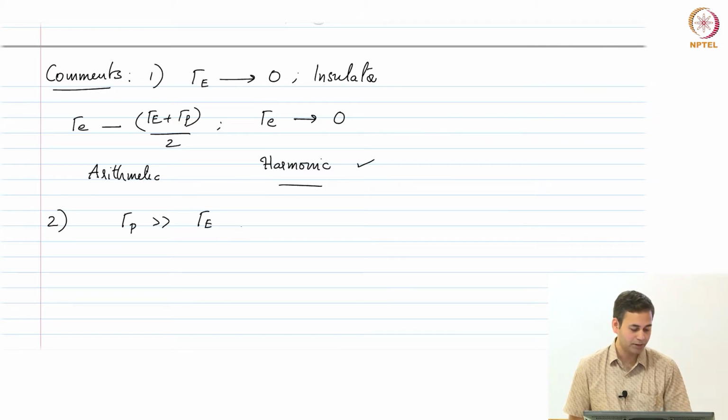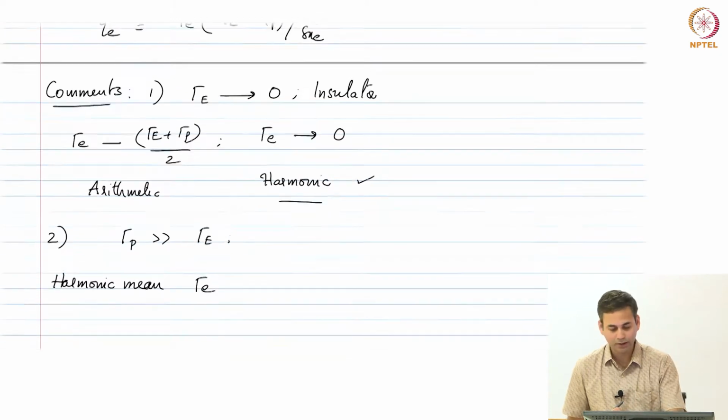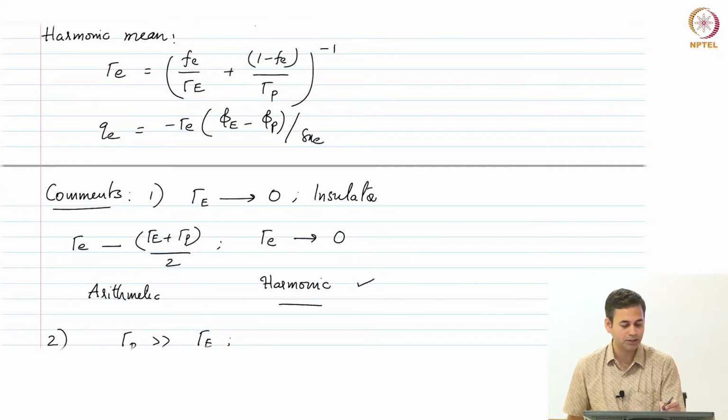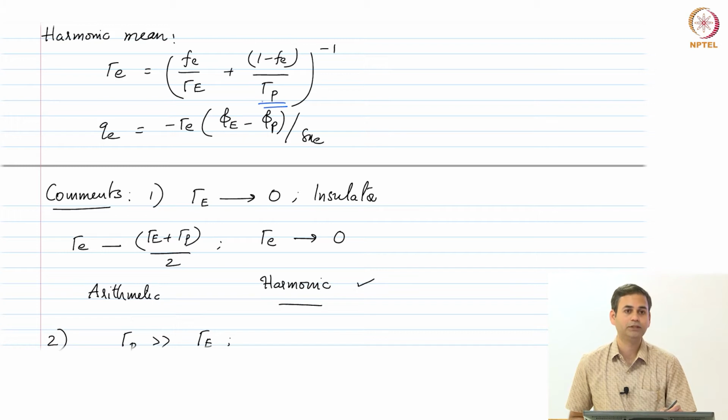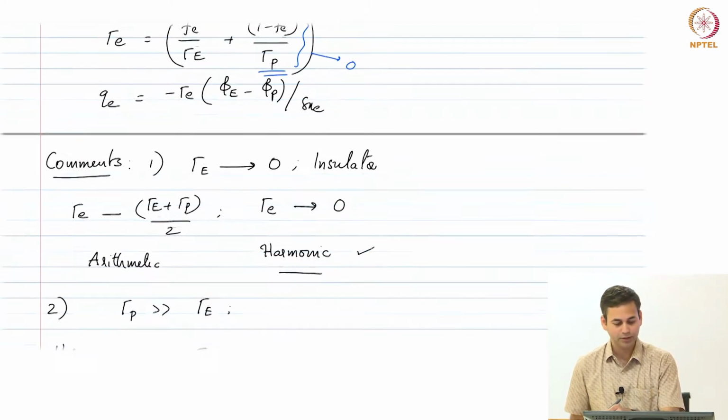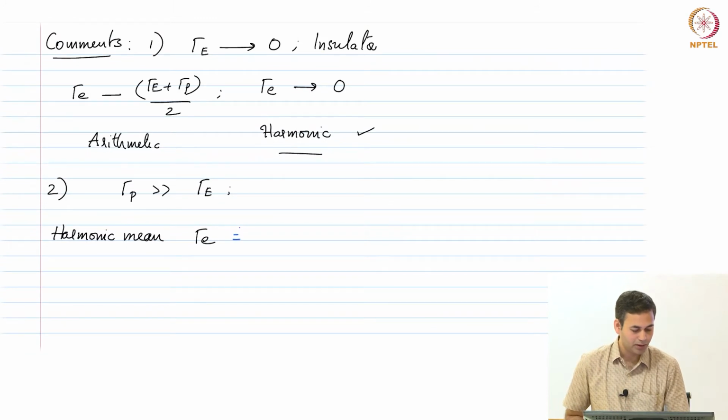Okay. If we have a case like this, then from the harmonic mean formula, if we go back, gamma p is much larger than gamma E, right. So, what will happen to this term 1 minus Fe by gamma p? This would tend to 0. As a result, what will be gamma little e? Gamma capital E upon Fe, right. So, that is what we have. Gamma capital E upon Fe.